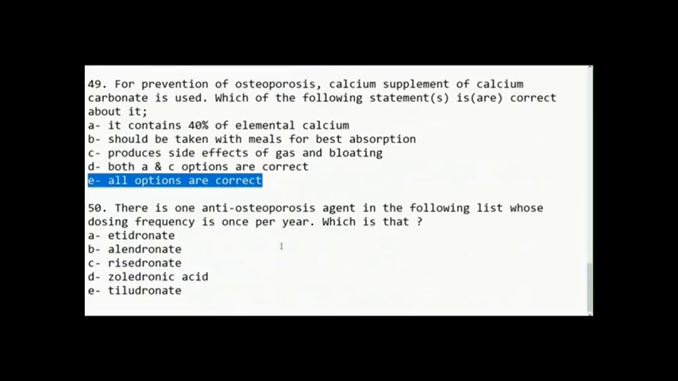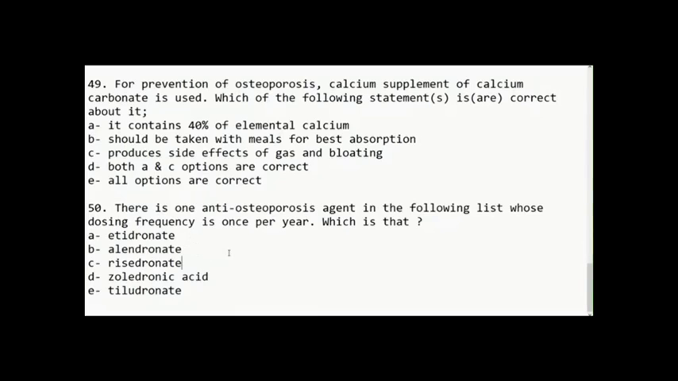Now moving on to the last MCQ of this video. There is one anti-osteoporosis agent in the following list whose dosing frequency is once per year. Which is that? These are all actually anti-osteoporotic agents. And we are asked to identify one whose dosing frequency is once per year. That is, we will give this drug only once per year. So which is that? Options are etidronate, alendronate, risedronate, zoledronic acid, and tiludronate.